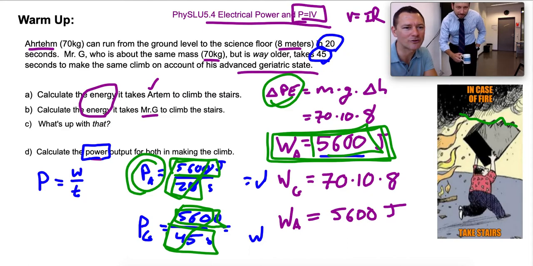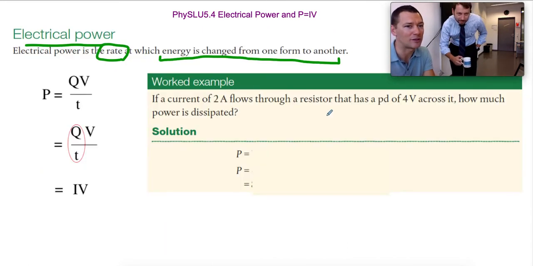So the electrical power is just the rate at which the chemical energy can be changed into electrical energy, and that can be changed into whatever kind of energy you want.